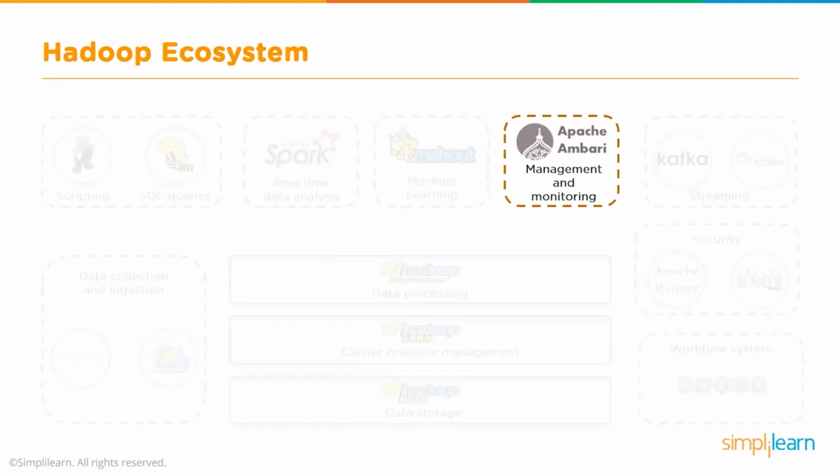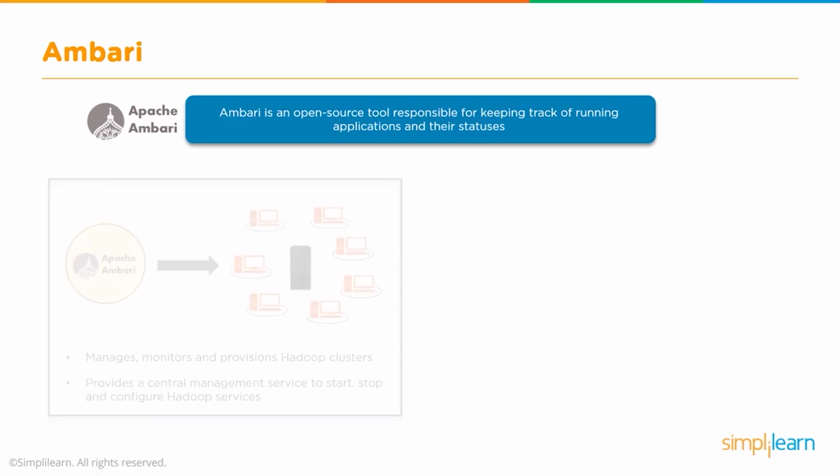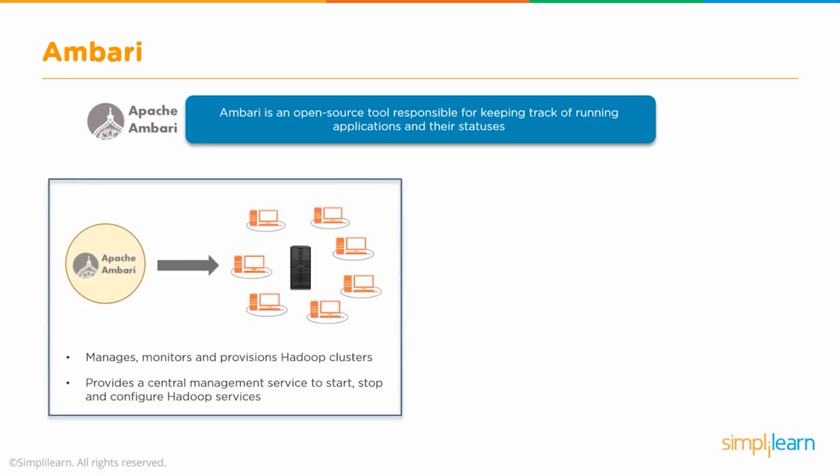So this brings us to the next tool, which is the Apache Ambari. Ambari is an open source tool responsible for keeping track of running applications and their statuses. Think of this as like a traffic cop, more like a security guard. You can open it up and see what's going on. And so the Apache Ambari manages, monitors, and provisions Hadoop clusters, provides a central management service to start, stop, and configure Hadoop services. So again, it's like a traffic cop.